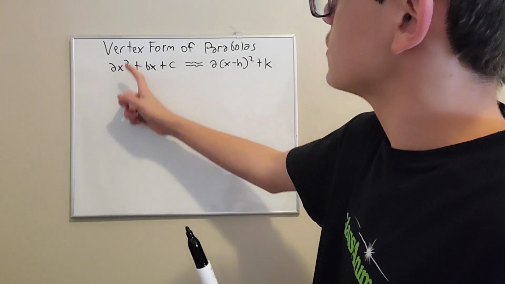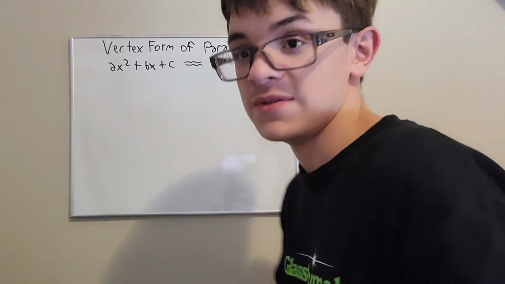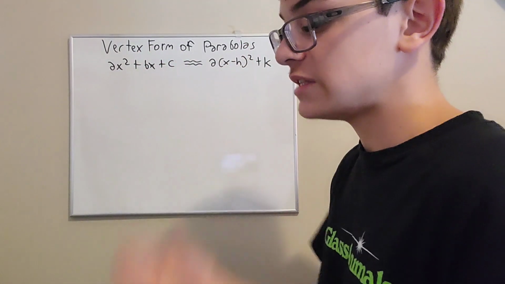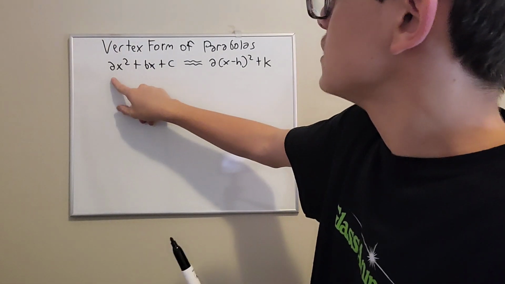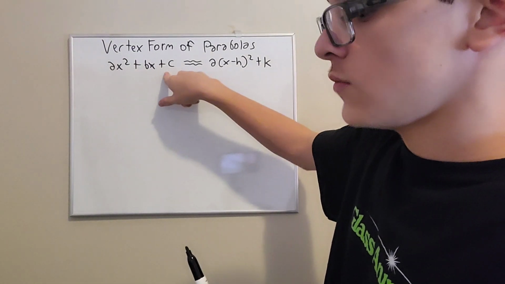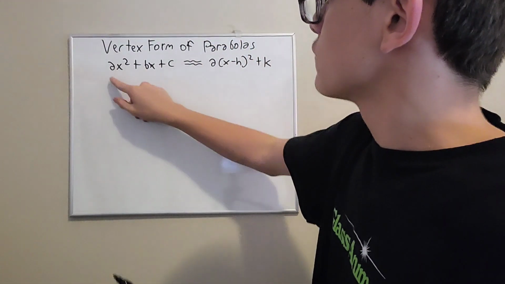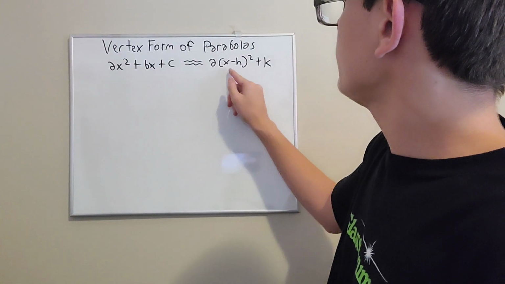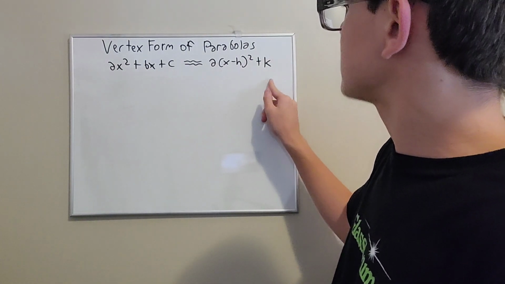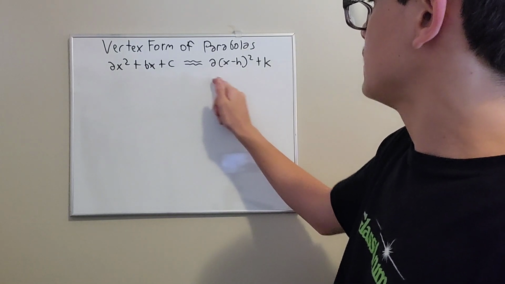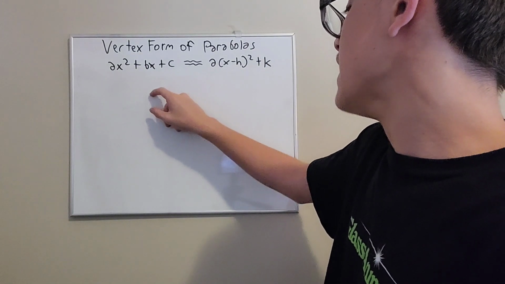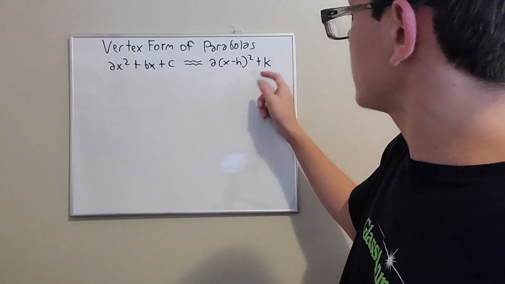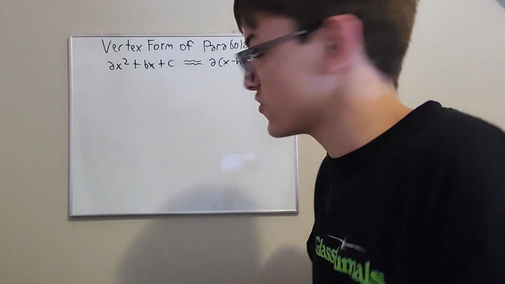Our topic for today's video is the vertex form of parabolas. We're going to be teaching you vertex form of parabolas in 7 minutes, which, if you don't know what that is, is getting a parabola or a quadratic function from ax squared plus bx plus c, or standard form, to a(x minus h) squared plus k, which is vertex form. The h is going to be the x value of the vertex, and the k is going to be the y value of the vertex.